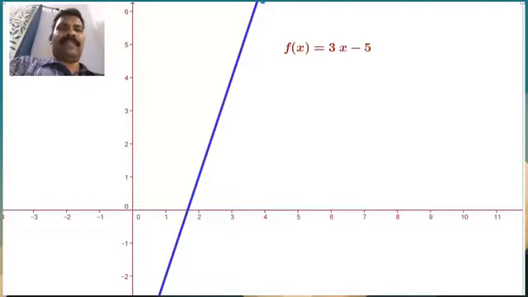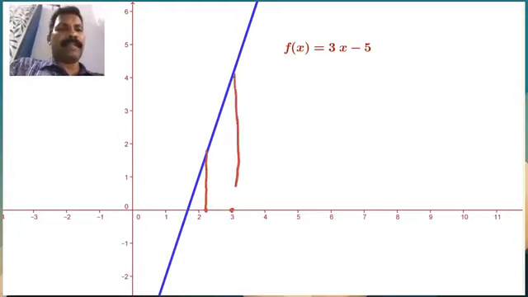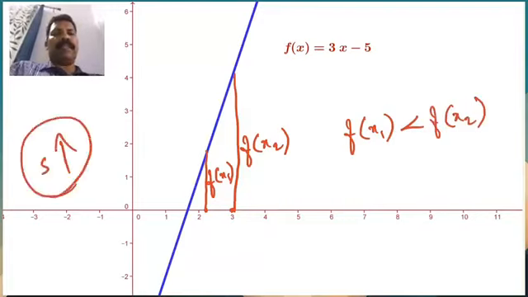Now here consider the function f given by 3x minus 5, that's a straight line, and it is definitely a strictly increasing function. Why is it so? That is very simple. If we choose any 2 points, say for example here and here, and compare their height, meaning functional value, you can see that f(x1) is strictly less than f(x2). So the function is strictly increasing.